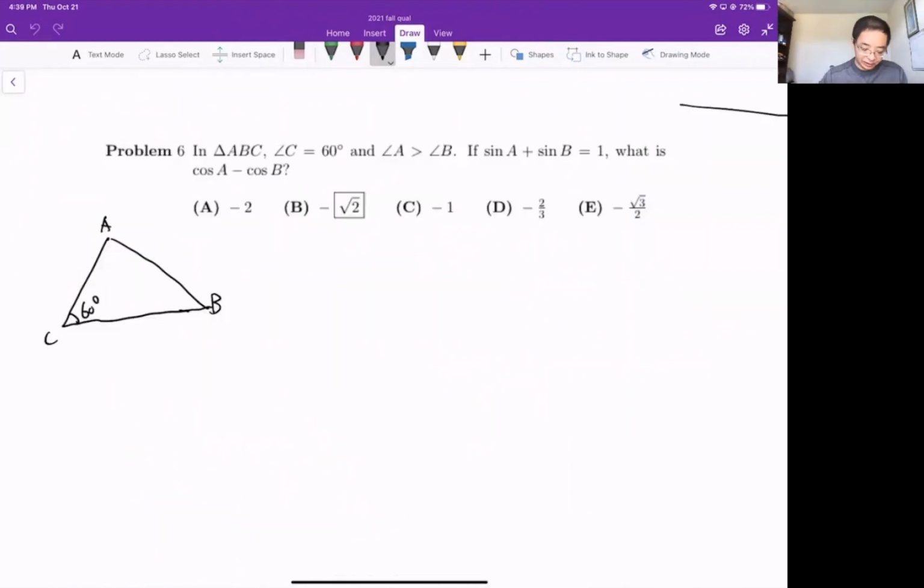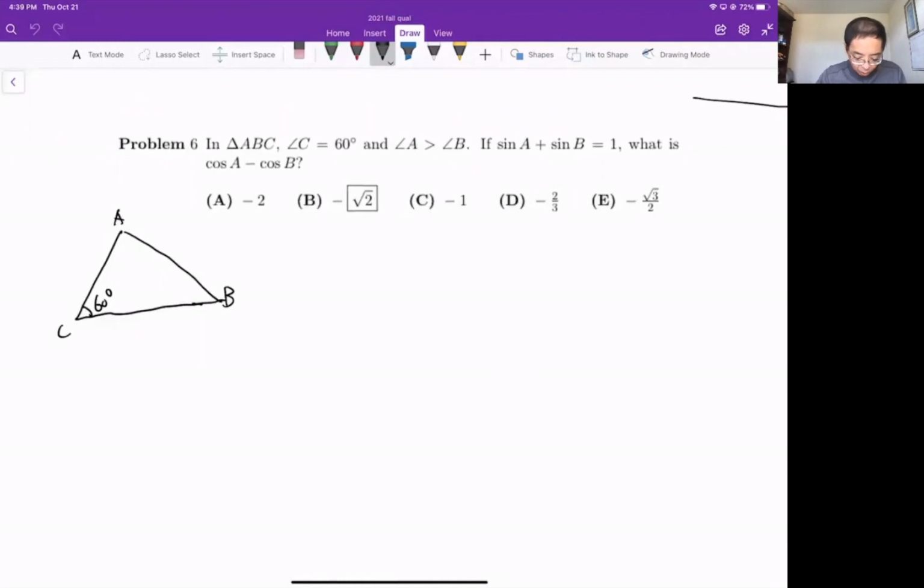Question number 6. This is again a problem regarding angles within a triangle. We have a triangle ABC, the angle C equals 60 degrees, and angle A is bigger than angle B. What we know is sine A plus sine B equals 1. And the question is, what's cosine A minus cosine B?